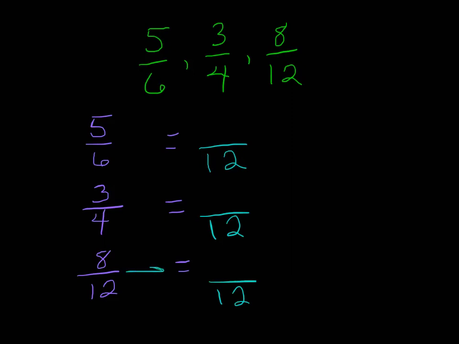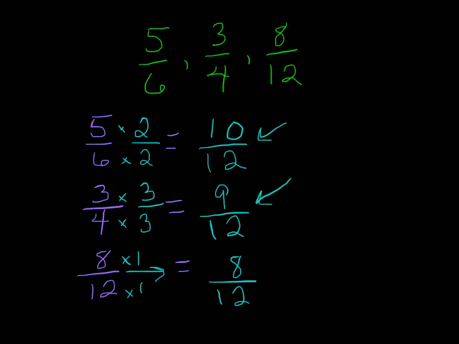Well, on this one, if I already have 12 here, I simply am just multiplying times 1. So I bring that over. You might remember that times 6 is going to give me 2 times 6, or 6 times 2. Well, equivalent fraction rule, numerator and denominator, do the same thing. 4 times 3 was going to give me a 12. So do the same thing to the numerator. 3 times 3 was 9. So we have 10/12, 9/12, and 8/12.